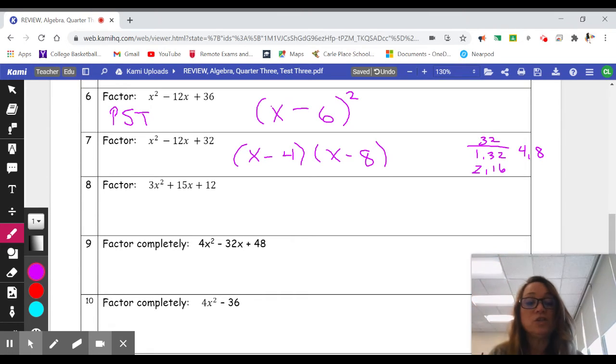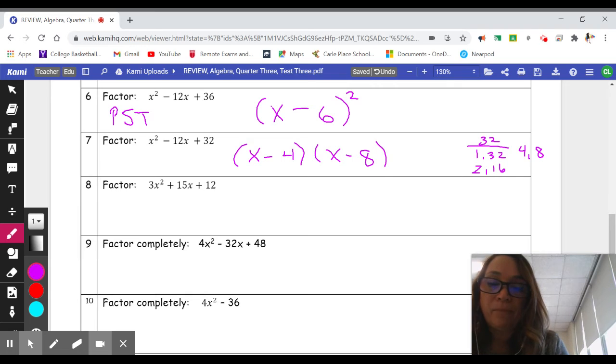And remember, these are all checkable. Using your graphing calculator, you can put the answer in your y sub, you put the question in the y sub, and you see that they have the same picture, same table. You could also just multiply it out.